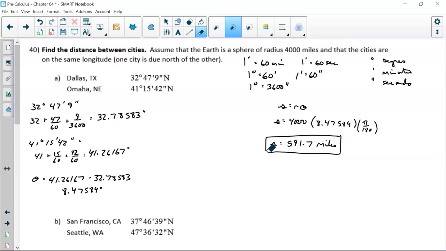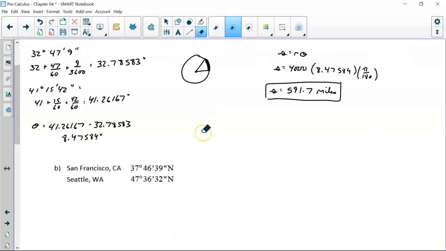Because remember, the Earth is a sphere, and that's the distance. It'd be about 591.7 miles around that curve. Let's do another one to help clarify some questions.